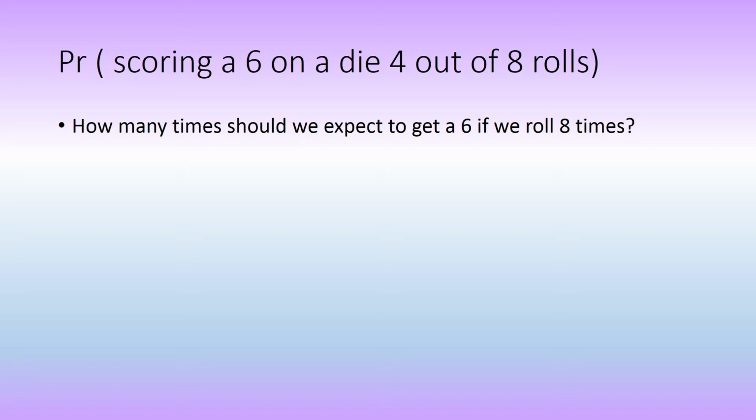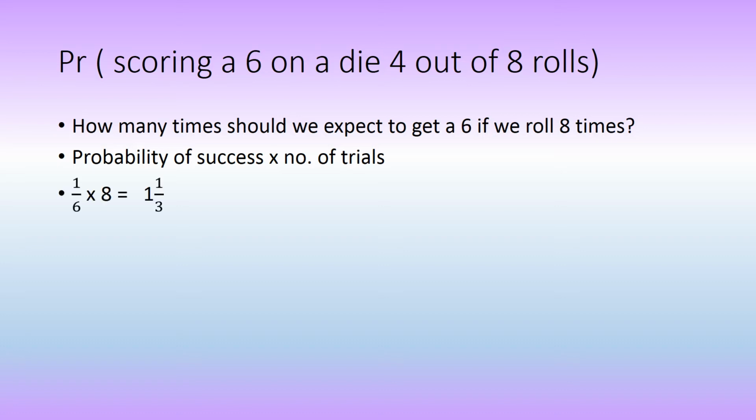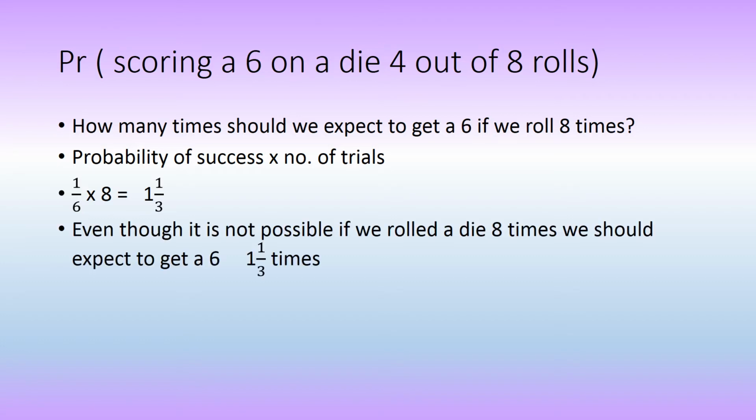So first of all, let's ask ourselves this: how many times should we expect to get a 6 if we roll 8 times? In order to do that, I'm going to take the probability of success times the number of trials. So the probability of getting a 6, of course, is 1/6. I'm going to times that by the number of trials, which is 8, and I'll get 1 1/3. So actually, I would expect to get a 6 1 1/3 times out of 8 rolls.